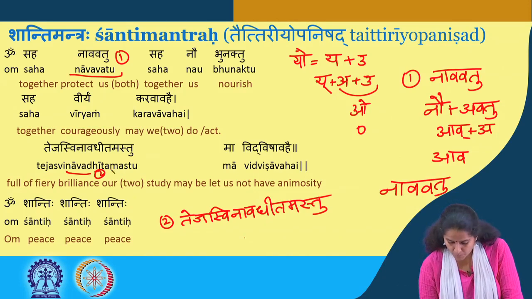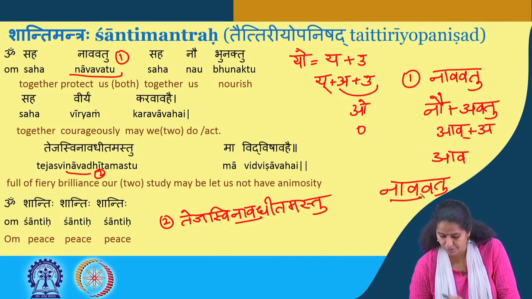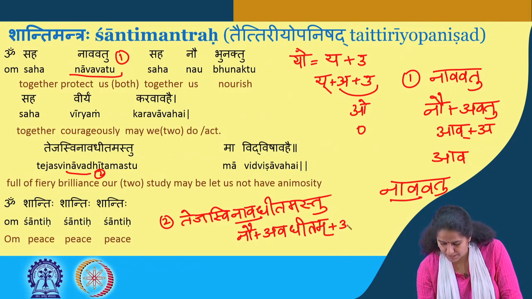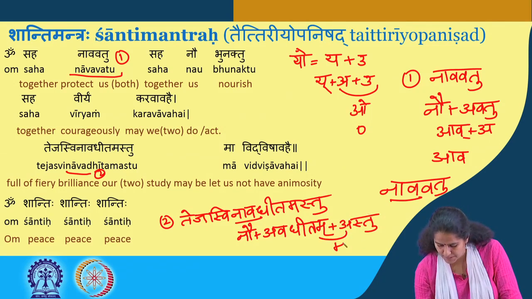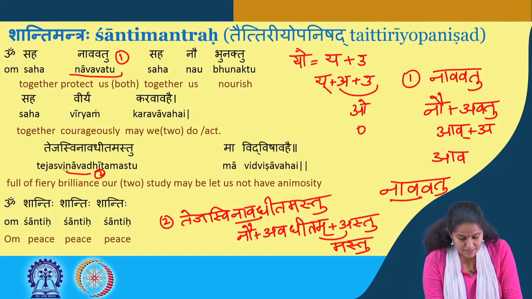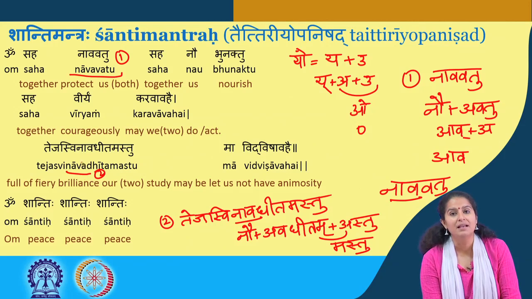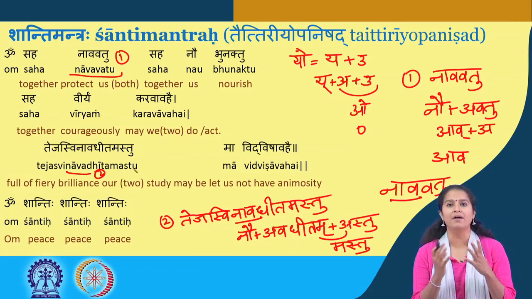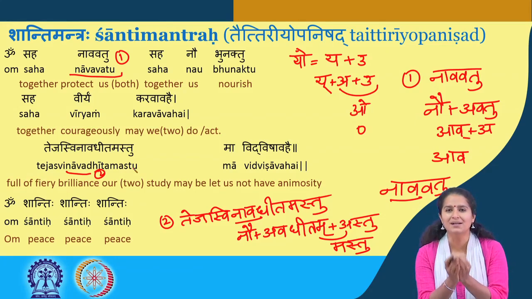So what do we have here? We have Tejasvi Nava, and you remember this nava, you recognize that same combination, and therefore what happens? It is Tejasvi nau plus Avadhitam. Avadhitam plus Astu also becomes Avadhitam Mastu. There. So you see, Tejasvi Nava is Tejasvi nau, Avadhitam Astu. Let whatever study has happened by us. Tejasvi, Tejas means fiery, brilliant. So tejasvi nau, our brilliance, avadhitam, what we are studying, astu, may this study of ours be brilliant.